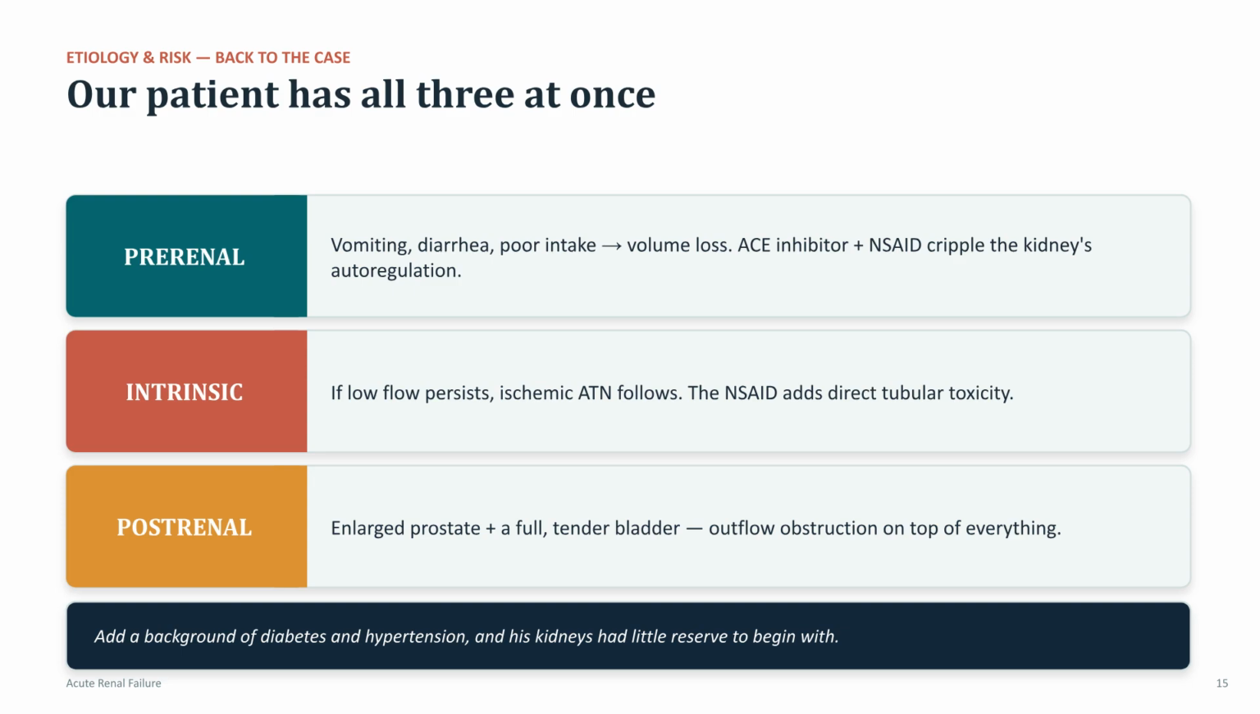In our patient, we see all 3 mechanisms at play: volume loss and medication effects for prerenal, potential tubular toxicity for intrinsic, and an enlarged prostate for postrenal. His pre-existing diabetes and hypertension provided little reserve, highlighting the complexity often found in clinical practice.